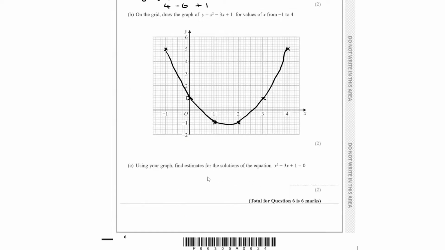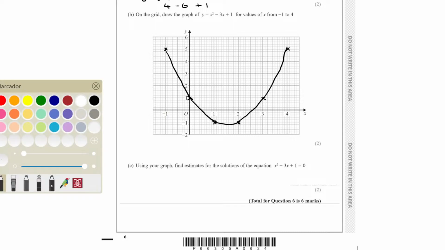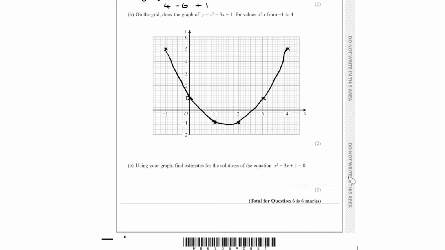Find estimates for the solutions of the equation x squared minus 3x plus 1 is equal to 0. Now I want you to compare this. Do you see this? X squared minus 3x plus 1, and then you see your question, x squared minus 3x plus 1. I know it's like left and right, they've swapped the sides, but they are the same equations, aren't they? Now look at the other side. This is 0, isn't it? Do you see how originally it was y?